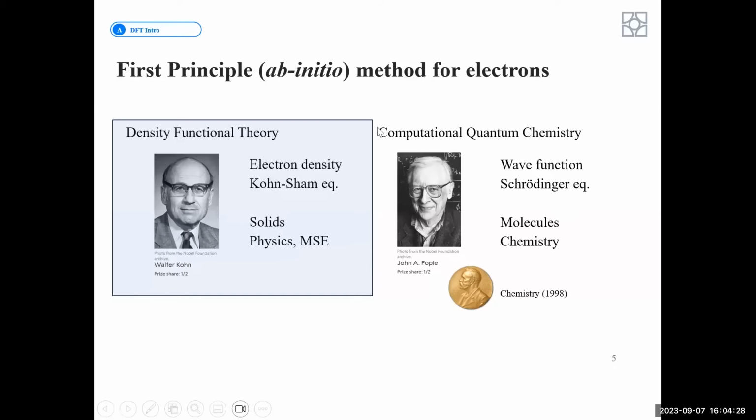Okay. In the opposite way, computational quantum chemistry is actually trying to solve the wave function. So we are trying to calculate the wave function based on the Schrödinger equation. It's a really complicated method. This is why it suits only molecules and chemistry applications, because it's really difficult to find a system with very small interaction between electrons, because it's a really heavy method.